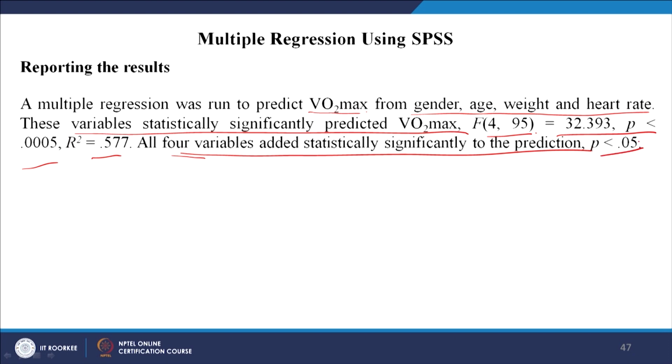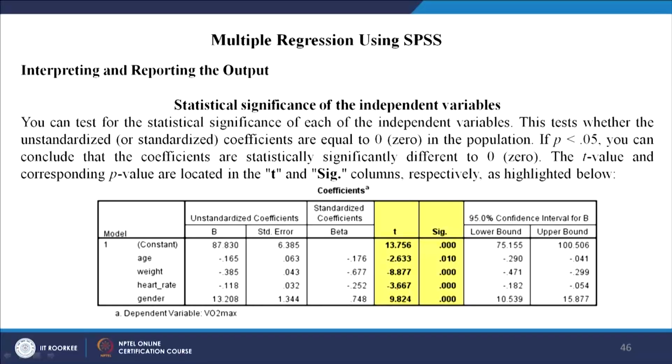If some of them had not been significant, then you should have written that. You can also look at these values and see which one has the highest contribution. Looking at the 9.824, gender has the highest, followed by weight, then heart rate, and then age, right. This is what it says.